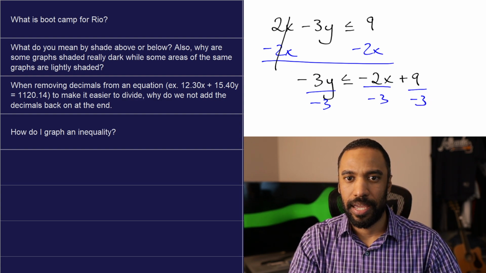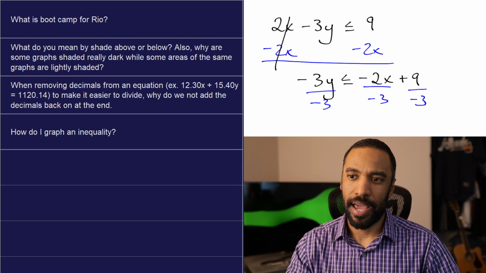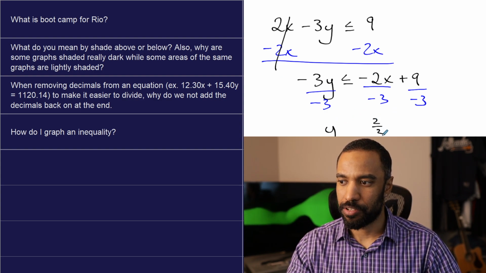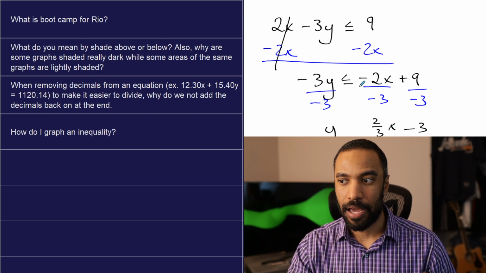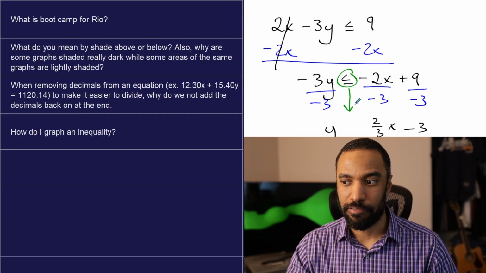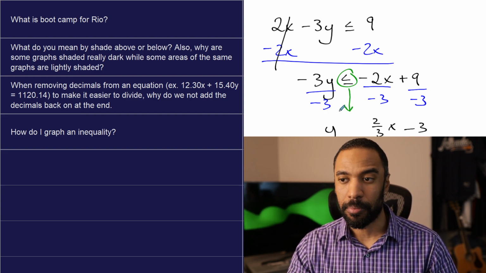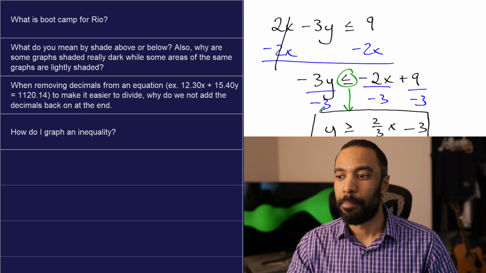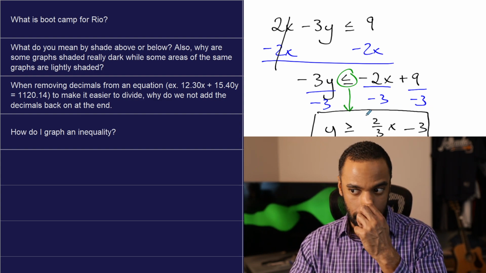And I'm going to get y, hang on, let me see my screen. Okay, I'm going to get y, and I'm going to get positive 2/3 x, and a -3 because the sign changes. But here's the thing, now this inequality flips, not because I divided, but because I divided by a negative number. And I'm not going to get into why that happens, because no one asked about it. But yeah, you flip an inequality when you divide by a negative number.